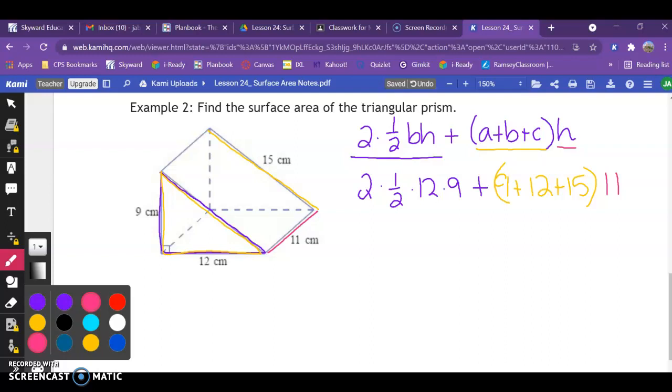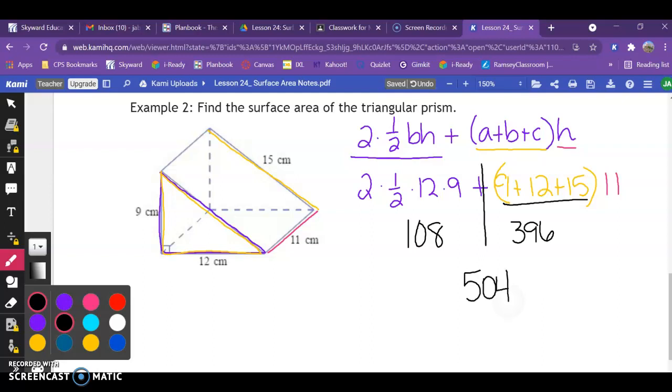So again, I suggest breaking it at the addition sign and doing 2 times 1/2 times 12 times 9. That would give us 108. Then over here, you're going to have to add and get an answer and then multiply it by 11. And that would be 396. And then we add those two numbers together and we get 504 square centimeters.